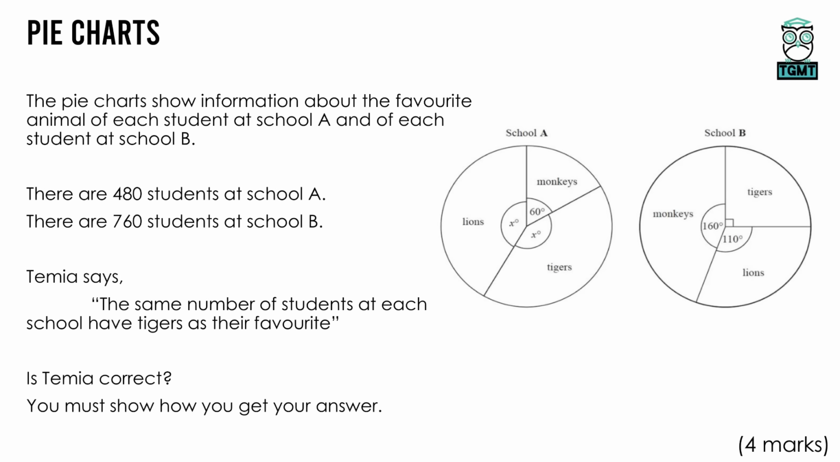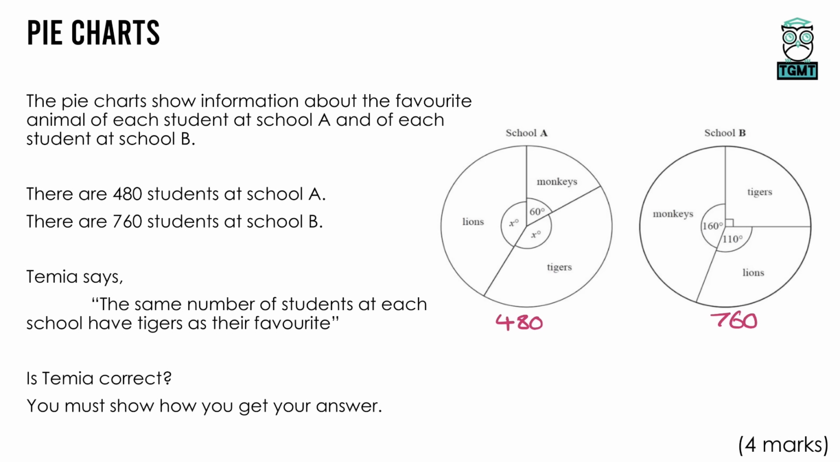Is Tamia correct? Well, in order to find how many people actually like tigers the most, we just want to break down the pie chart and see what 1 degree represents in each pie chart. We can then find out what any amount of degrees represent. So if this pie chart over here on the left, School A is 480 students, and of course 760 on the right, we want to find out exactly how much is in each sector.